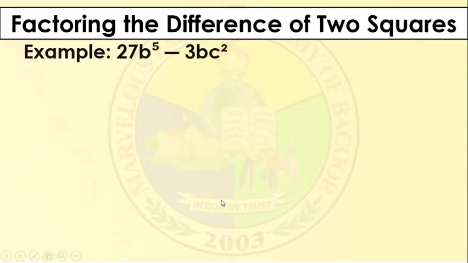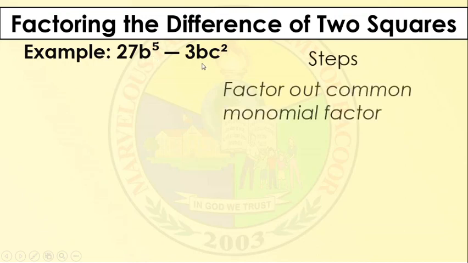Next tayo. So, example number 2 is 27b raised to 5 minus 3b squared. Okay, so our first step, factor out the common monomial factor. Okay, so kung pansinin mo mabuti yung pangalawang example natin, meron silang common factor. Okay, ano yung common factor nila? We have 3b. Okay, so paano nga ba nakuha yung 3b? Si 3 is divisible kay 27. Ganon din kay 3. Pero ang pinakamadaling gawin dito is kunin mo yung prime factors ng 27 mo.